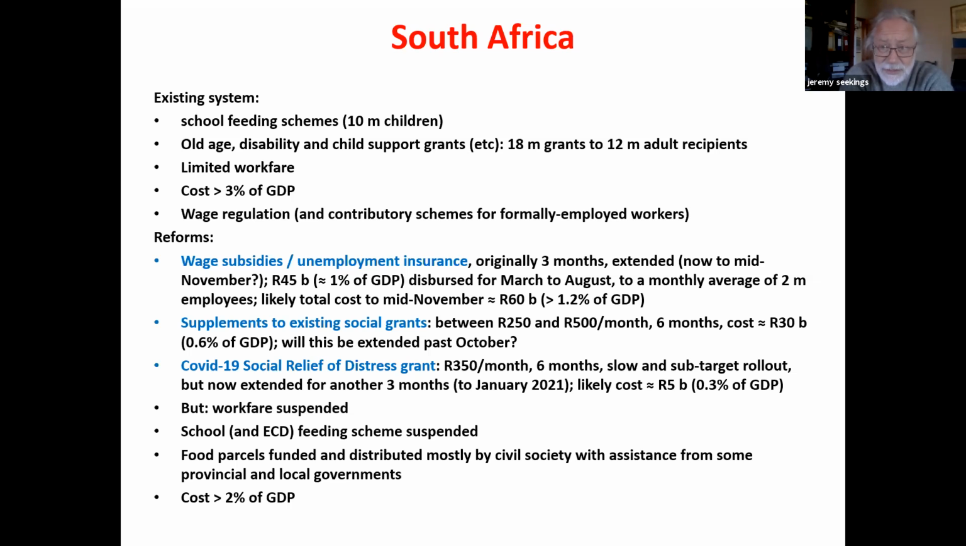The big caveat is that the school feeding scheme was shut down for a long period of time until Equal Education, an NGO, and Section 27 took the government to court in, whenever it was, July, and the courts ordered the government to resume the school feeding scheme. Right, so there was some rollback of social programs as well as an expansion.